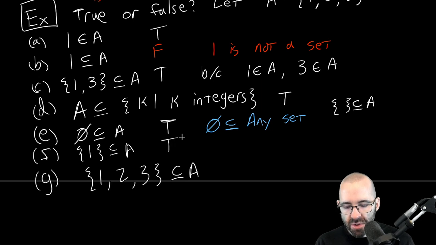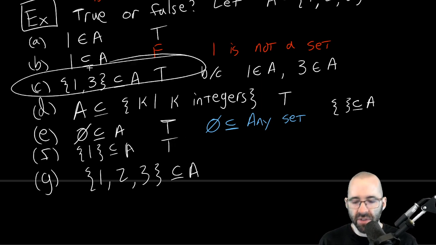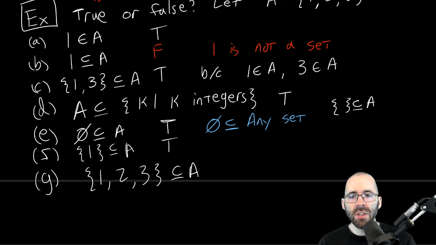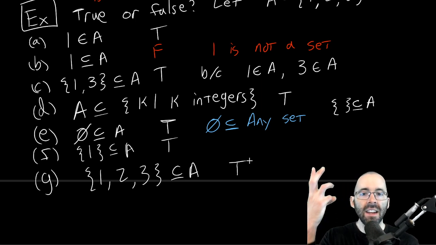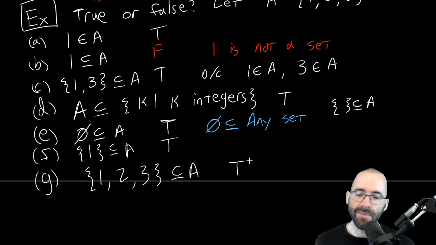Letter F, that's also true. Letter F is just like letter C. It's just fewer elements you have to check. What about G? It looks a little weird, but yes, everything that's in A is in A. They're both the set A. Okay, so yes, this is also true. 1 is in A, 2 is in A, and 3 is in A. Everything on the left is also in the set on the right.